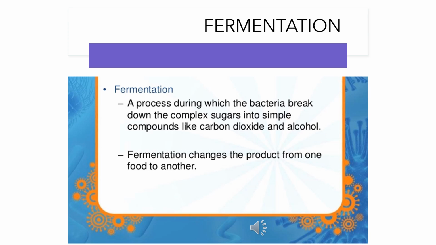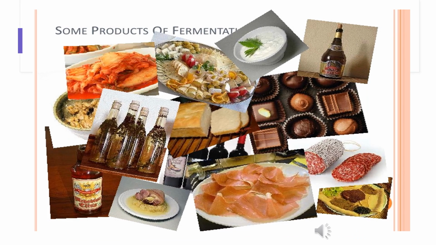Dear students, now we will study the process of fermentation. Fermentation is a process during which the bacteria break down the complex sugar into simple compounds, like carbon dioxide and alcohol. Fermentation changes the product from one food to another. Production of bread. Dear students, in this slide, you can view a lot of fermented products, which include cheese, yogurt, fermented meat, alcohol, soy sauce, bread, fermented sauces and many more.